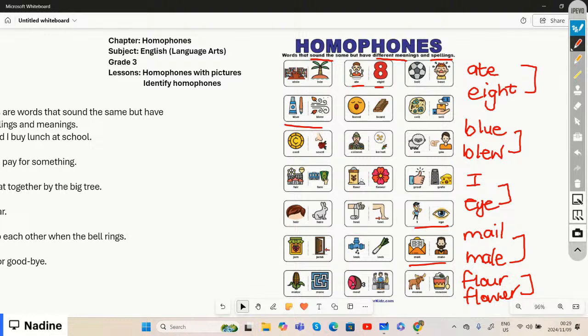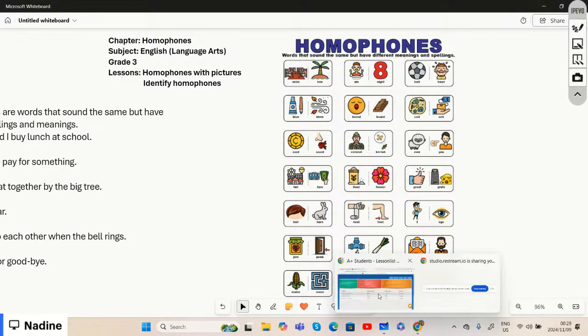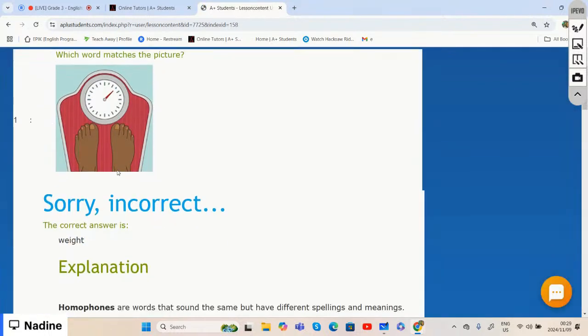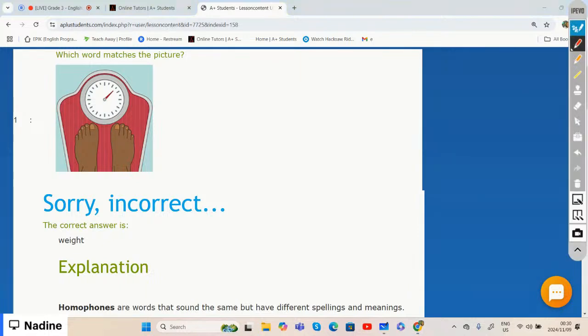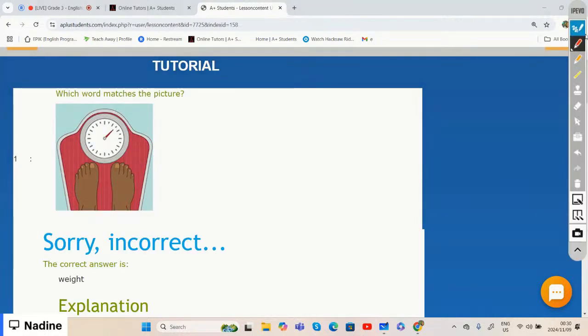All right. So now let's go to aplusstudents.ca. We are going to do homophones with pictures, identify homophones, and then go to our test. So here we have a picture, right? We need to match the word with the picture.